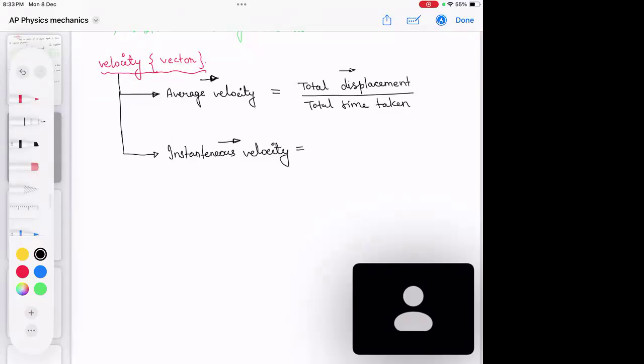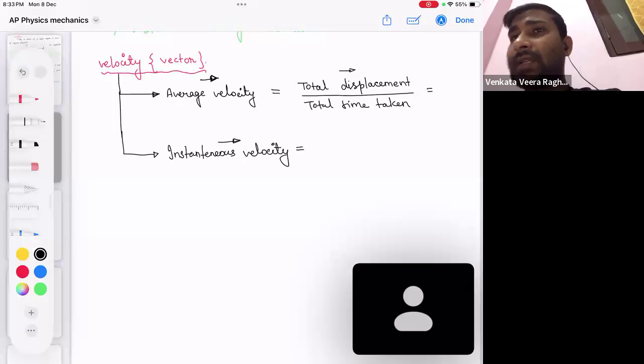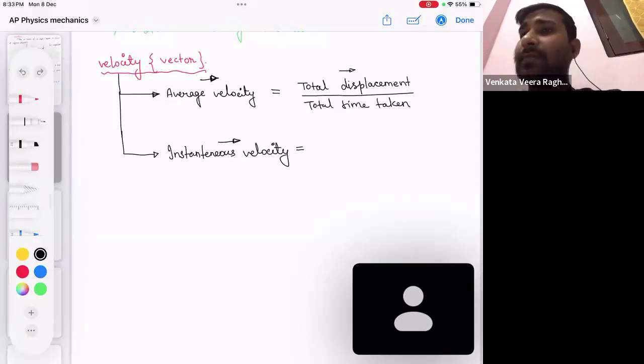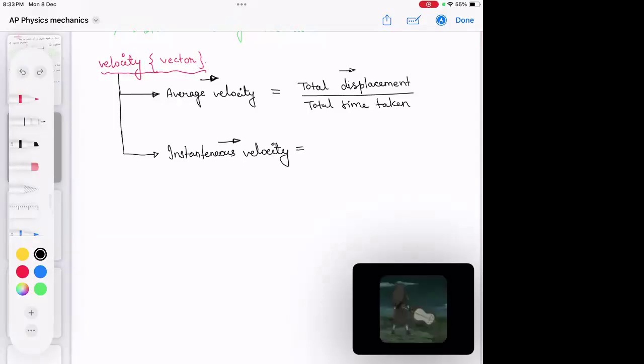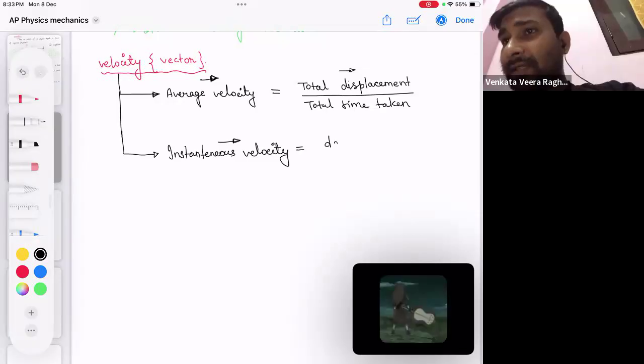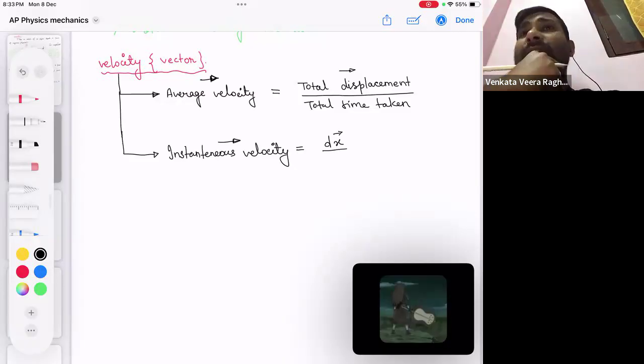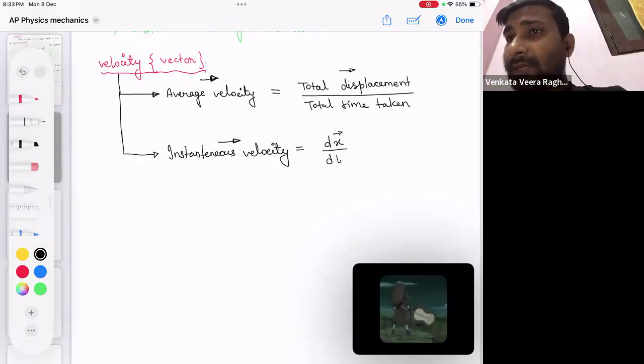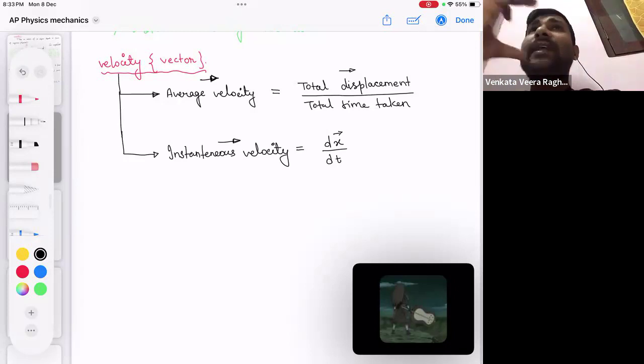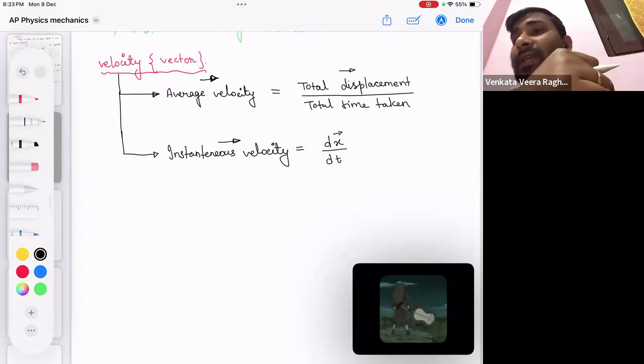And instantaneous velocity, you can also write it like what? Displacement by time taken, dx by dt, right? Now, what is instantaneous velocity? Instantaneous velocity means a small time interval. How do we write that mathematically? We write a small time interval as dt. Delta t is a big time interval. dt is a small time interval, okay?